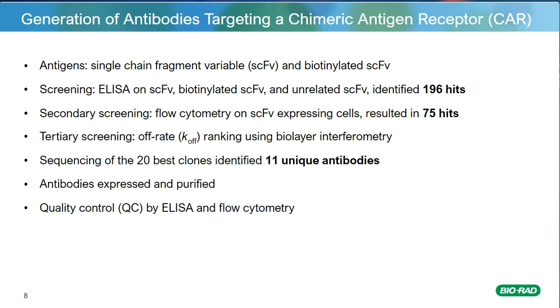These were taken forward for a tertiary screening step in the form of a K-off ranking, done using biolayer interferometry. We sequenced the 20 best clones from these 3 screening steps, and that identified 11 unique antibodies. These went on to be expressed and purified, and final quality controls were performed using ELISA and flow cytometry.